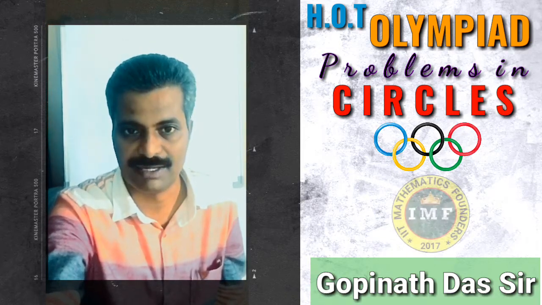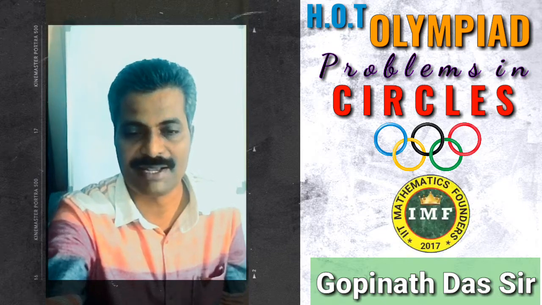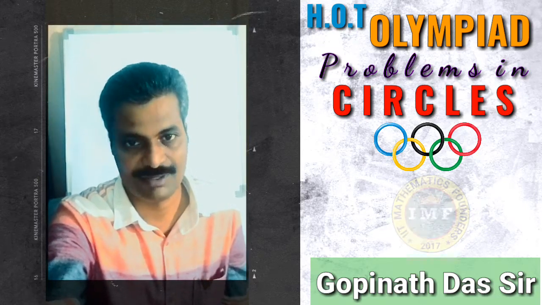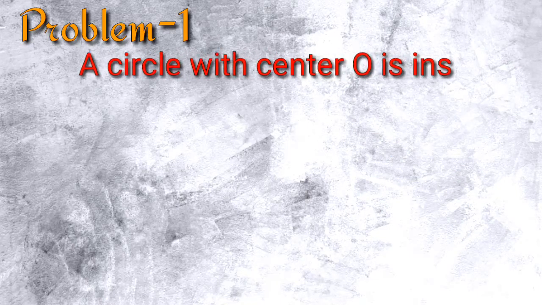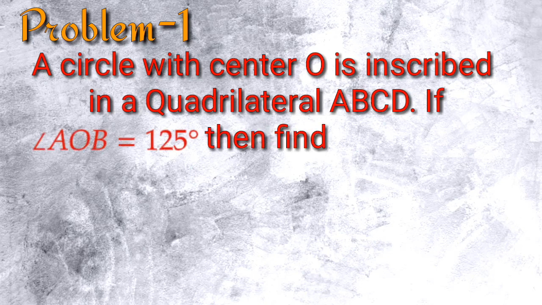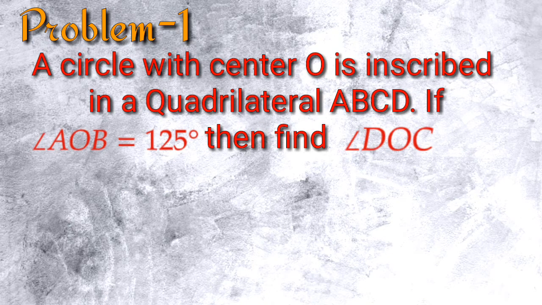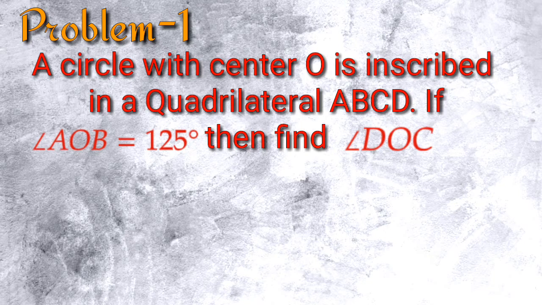In this video, I have discussed a few high order thinking questions from the concept circles. Please watch it. A circle with center O is inscribed in quadrilateral ABCD, and if angle AOB is equal to 125 degree, find angle DOC.